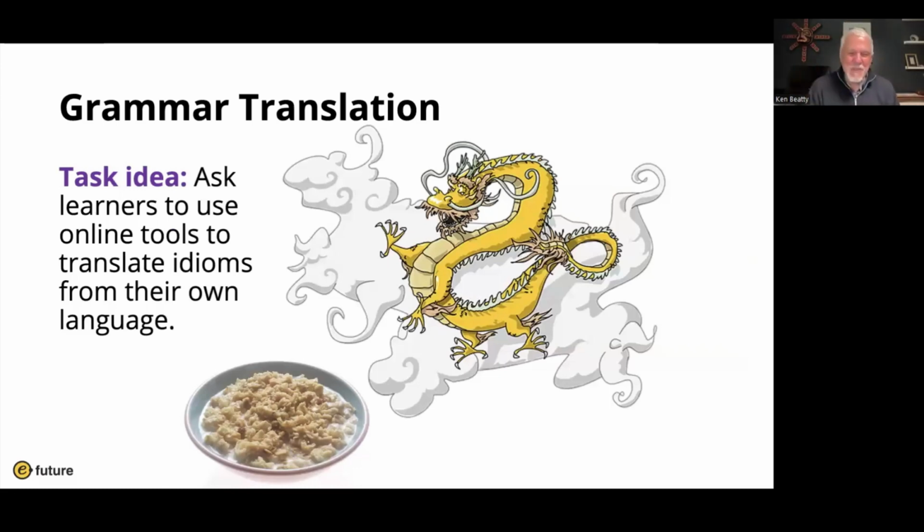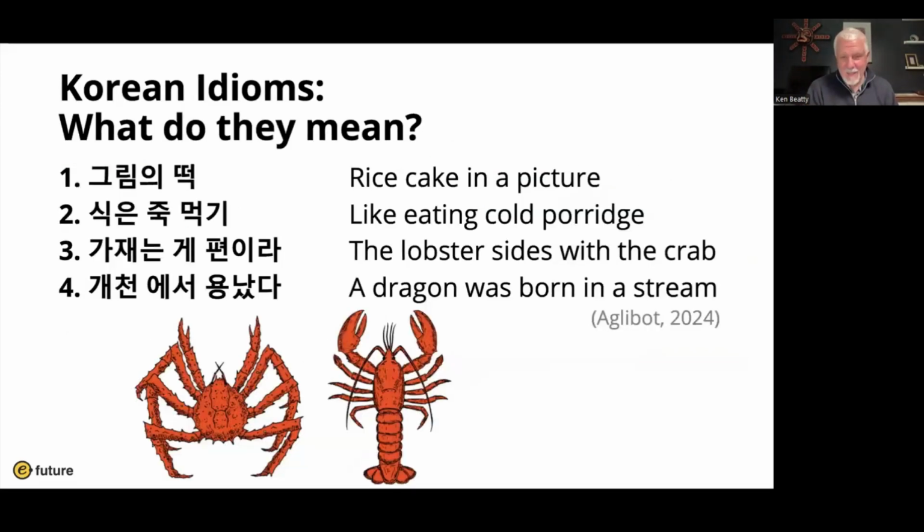Okay, beyond the textbook, just something fun. Ask learners to use online tools to translate idioms from their own language into English, right? So here are some Korean idioms, and of course, everybody has idioms of their own. A rice cake in a picture. I have no idea what that means, right? Like eating cold porridge. What is that? The lobster sides with the crab. I can figure this one out. That's a little bit easier. A dragon was born in a stream. I have no idea what that means. Okay, what do they mean?